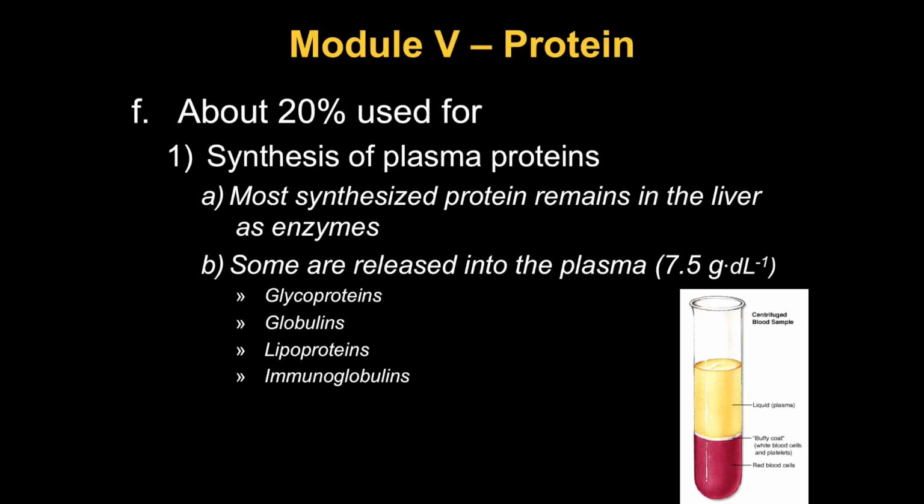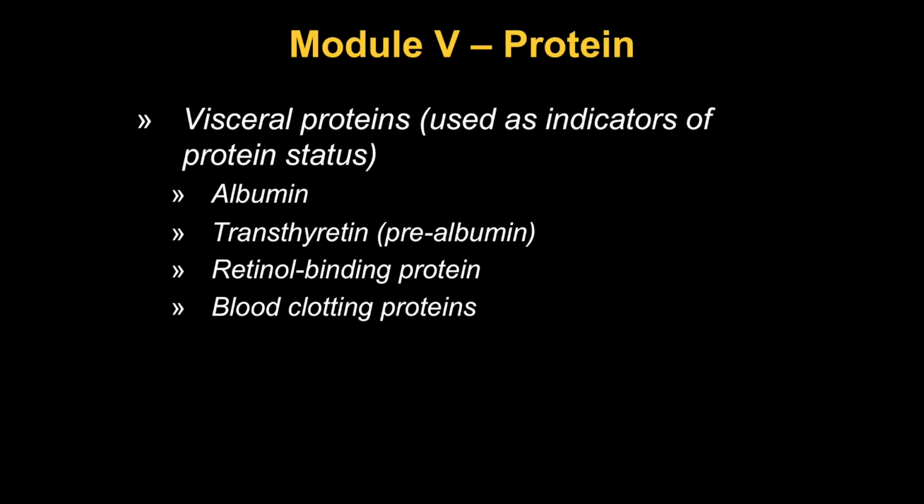The liver also produces visceral proteins, which all of these listed here are indicators that are used in a clinical setting as to protein status. So there's albumin, there's transthyretin or prealbumin, which is a better short-term indicator of protein status compared with albumin. Albumin is more of a long-term protein status that takes about 3 weeks to turn over. You've also got retinol binding protein as well as blood clotting protein. So these are all produced in the liver, and we call them visceral proteins.